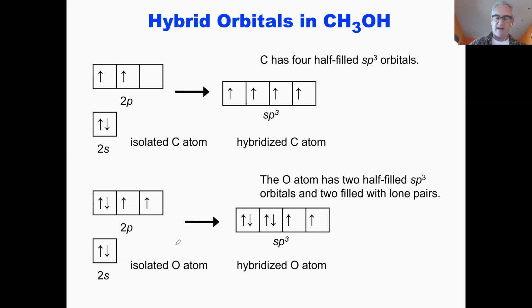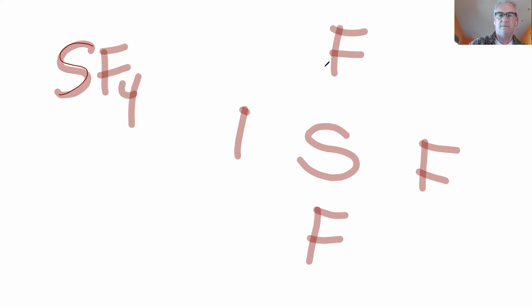So the other one, SF4, let's quickly do that. Here we go to the whiteboard. So SF4, let me make a big one. We're going to put sulfur in the middle and have 1, 2, 3, 4. So how many total electrons am I going to have in this particular molecule? Sulfur's got how many?